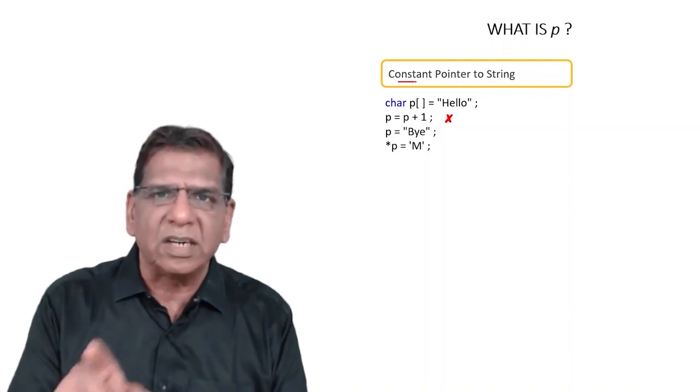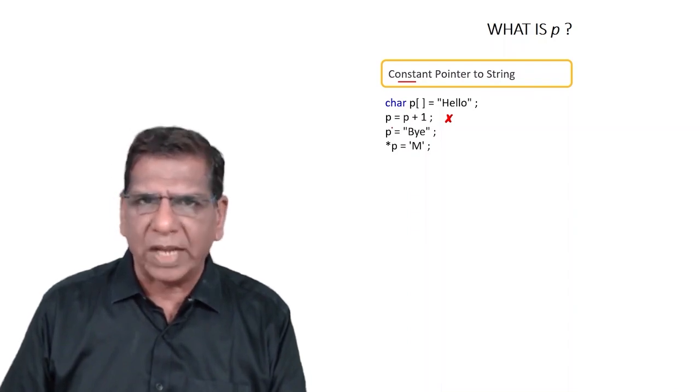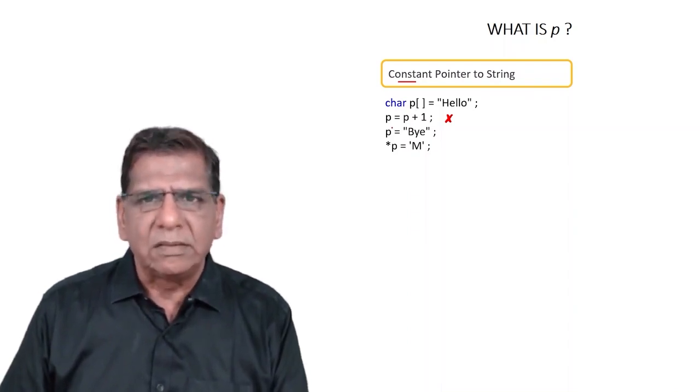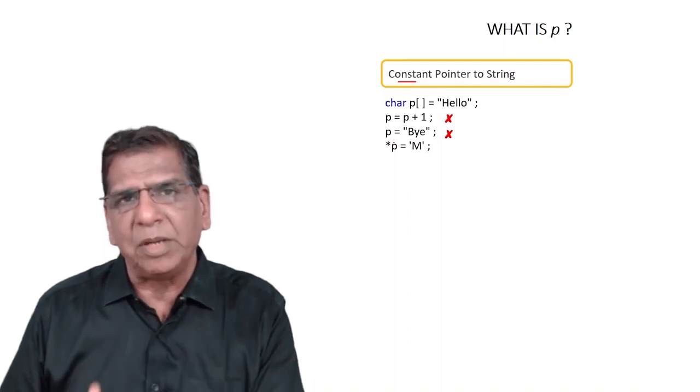Since p is constant, you cannot change it. p equal to p plus 1 is an attempt to change p, so that's rejected. Similarly, p equal to "bye" is also summarily rejected, because again we are saying array name equal to something.